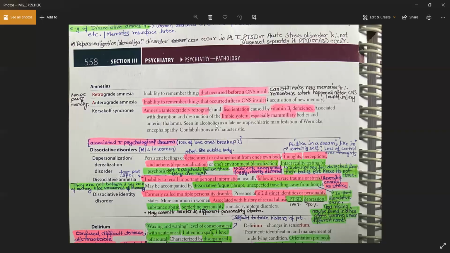And confabulations are also there. In order to fill that memory gap, okay, the patient will start telling you anything, like they met a unicorn or they met a fairy, or something like that. They will make up the incident or their memories, right, to fill the memory gaps. Okay, they will tell you anything to fill those memory gaps, right? So this is confabulation. So these are the things that happen with Korsakoff syndrome.